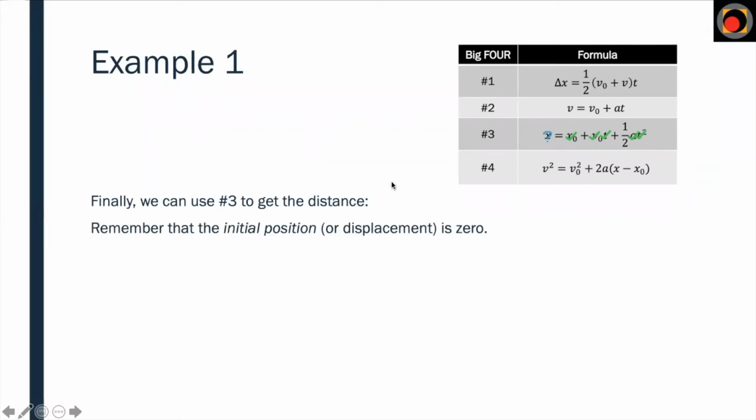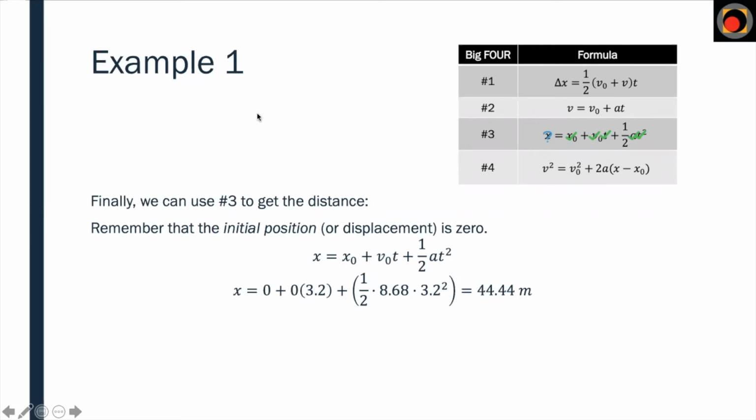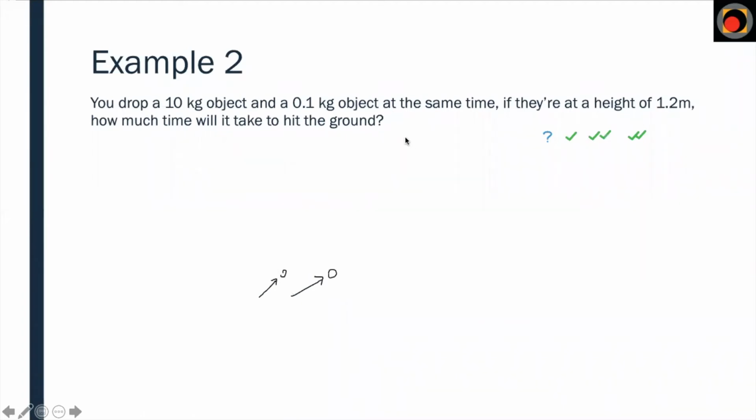So we have the formula and we can substitute the values. This will turn out to be 0. VO is 0 times 3.2 will be 0. This 2 becomes a 0. This turns to 0. This turns to 0. Okay, and then we just have to do this operation. 1/2, 8.68 times 3.2 squared, and we get the 44.44 meters. Okay, so far, so good.